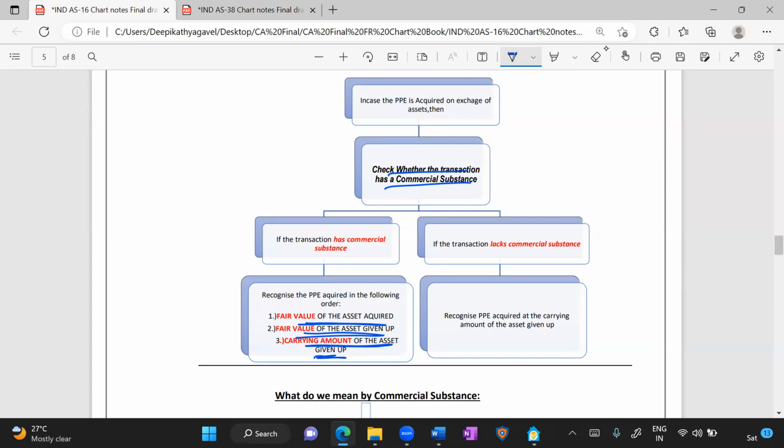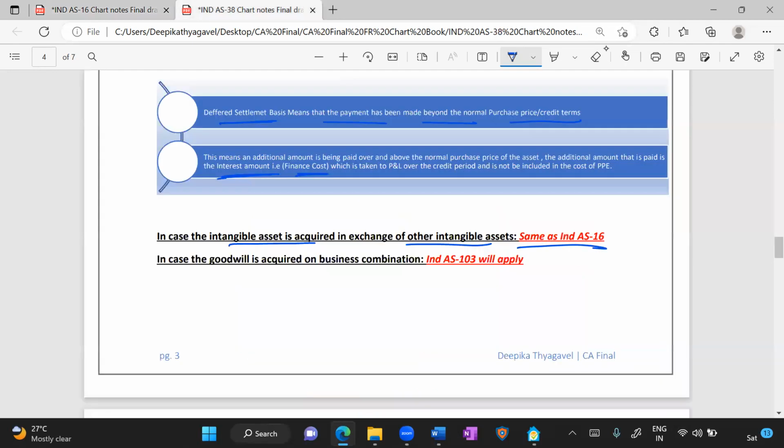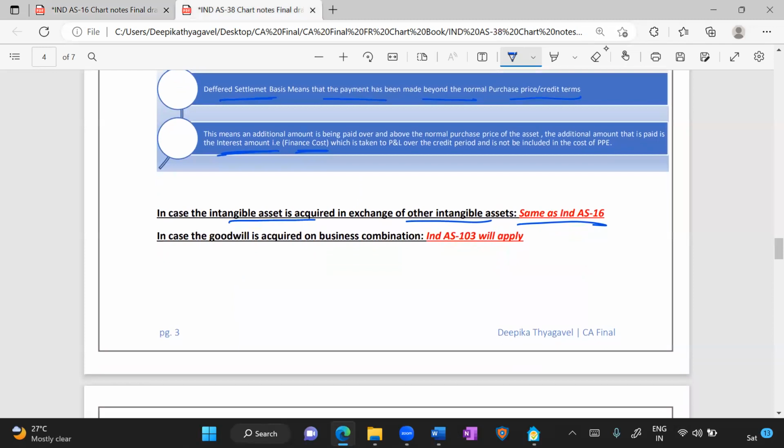This is in case the transaction has a commercial substance. But let's suppose the transaction lacks a commercial substance. In that case, you will go with the carrying amount of the asset that is being given up. Right? As you can see, I am referring to the notes of IND AS 16 only. The principle remains the same for IND AS 38 intangibles as well. Exchange remains the same as IND AS 16.